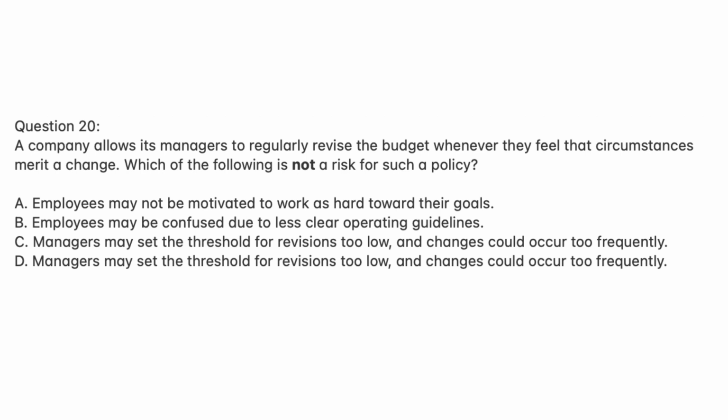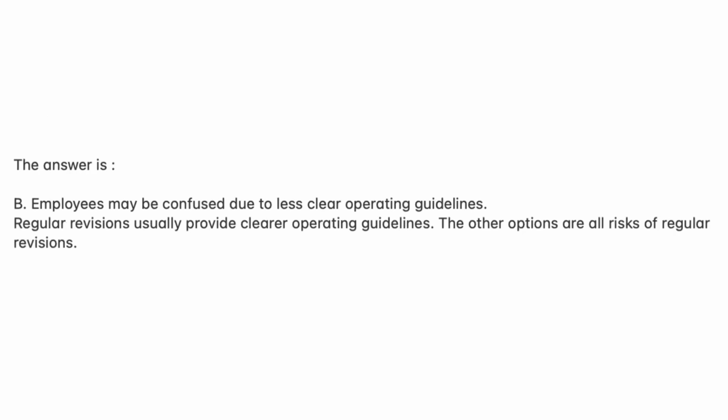Employees may not be motivated to work as hard toward their goals. B. Employees may be confused due to less clear operating guidelines. C. Managers may set the threshold for revisions too low, and changes could occur too frequently. D. Managers may set the threshold for revisions too low, and changes could occur too frequently. The answer is B. Employees may be confused due to less clear operating guidelines. Regular revisions usually provide clearer operating guidelines. The other options are all risks of regular revisions.